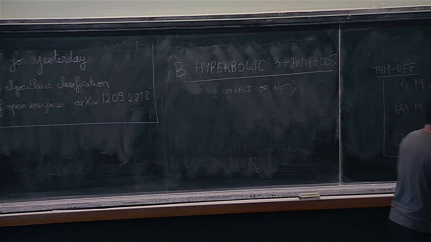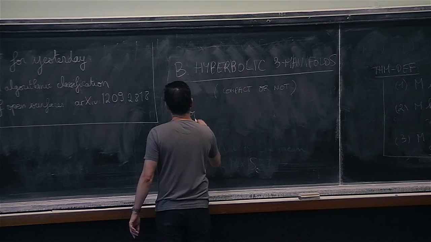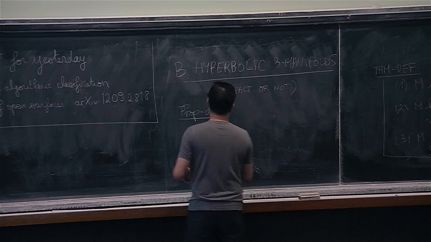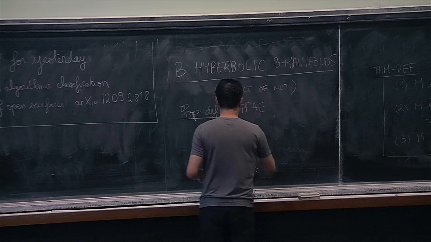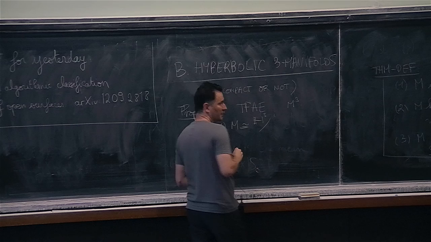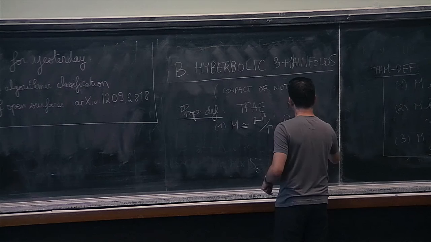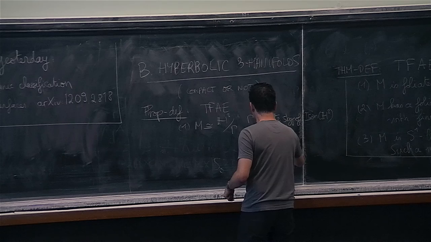So again, two definitions. Since it's important, I'm going to write down everything. Proposition, definition: the following properties are equivalent. One, definition by group action. For a manifold M, first, M is diffeomorphic to the quotient of hyperbolic three-space by a group gamma. Gamma should be a discrete subgroup of isometries, and it should act freely.